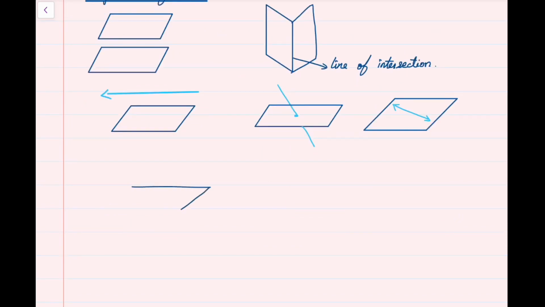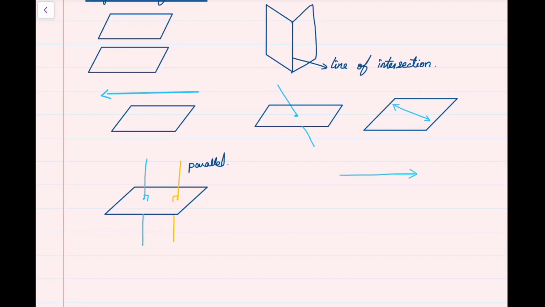Next, let us consider a plane and two lines perpendicular to this plane. Let this be one line which is perpendicular to this plane, and let us draw another line perpendicular to the same plane. Then these two lines should be parallel to each other. Therefore, two distinct lines perpendicular to the same plane are parallel to each other.